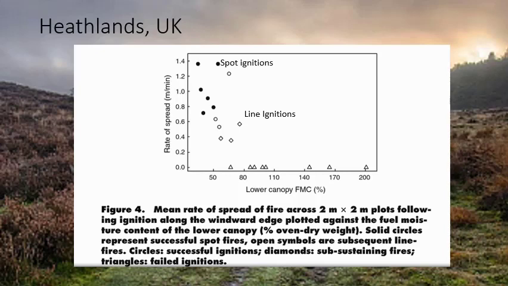So this is spread rate on the y-axis and canopy moisture content on the x-axis. This is in heathlands. It's heather in the UK, and the filled circles are spot ignitions that were successful. The open circles are spot ignitions that were not successful as the moisture content got larger. But only wider line ignitions were able to spread at the highest moisture content that they found. Very, very typical of discontinuous fuel.